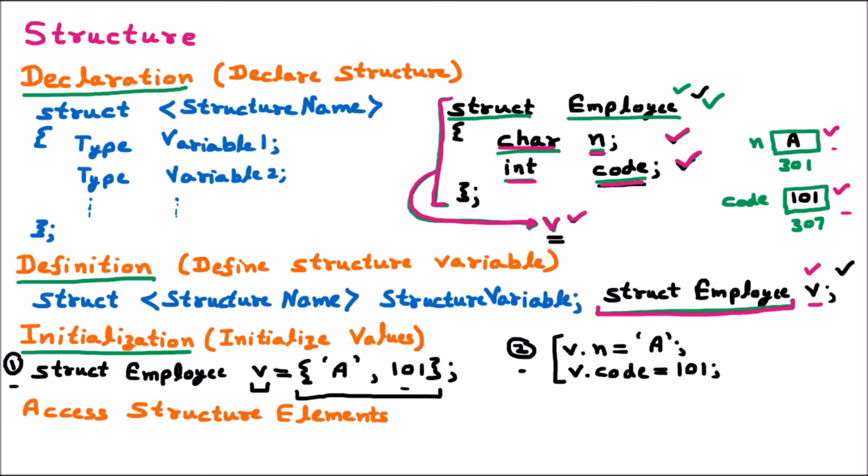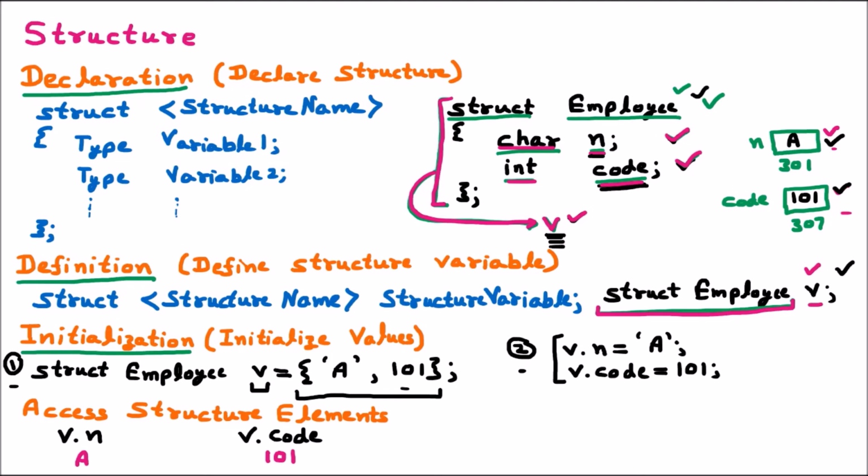This v can access n as well as code and their values. Let us suppose that I write printf, meaning printing on the screen, and I want to access the value. We know that v is the object, so here v dot, followed by the name of the element, let's say n. We simply say v dot n. That means we are going to access the first element, which is n, and in return we will get the value a. Let us suppose that I want to access the second element. We write v dot, and we know that the second element is code, so we write code. With the printf statement, we will get 101 as the output. So v dot n will result in the value a, and v dot code will result in the value 101. This is how we can access the structure elements.